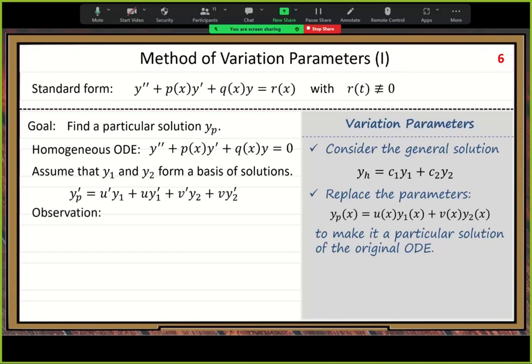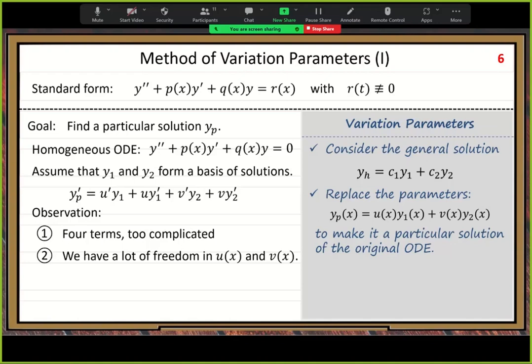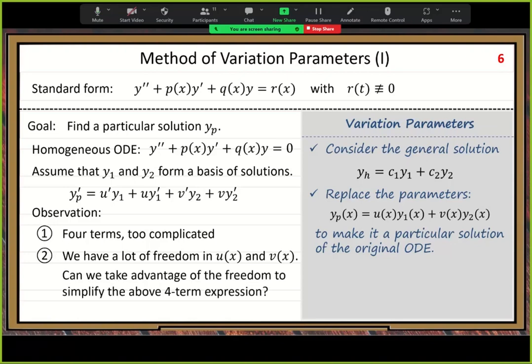Next, let's make some observations before we make the next move. First observation: four terms, too complicated. Second, we have a lot of freedom in the u function and the v function. So we need to try some smart way to use the freedom. Can we take advantage of the freedom to simplify the above four-term expression? So that's the direction.